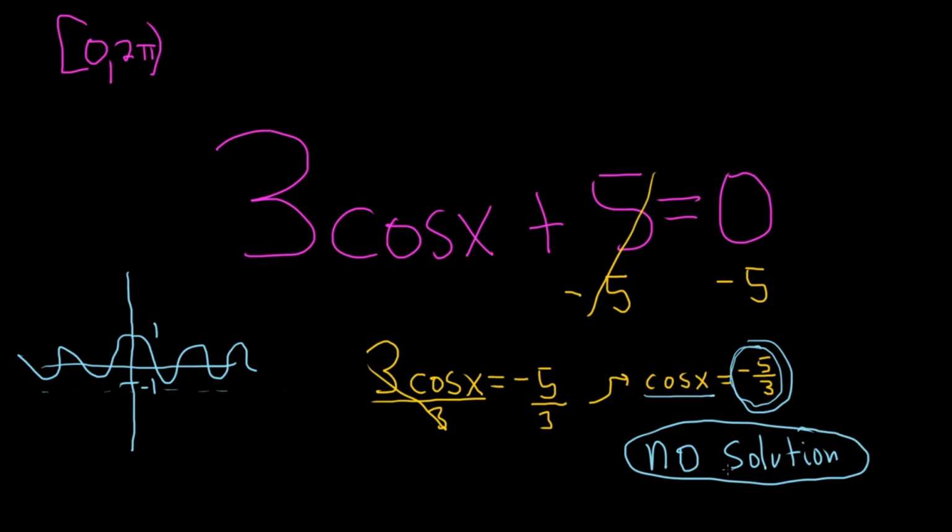If you wanted to write your answer in set notation, you would do this. You would write the set, and then there are no answers, so you put nothing there. This is called the empty set. Or if you like, you can put a circle and a dash through it, and that would be the set of solutions.